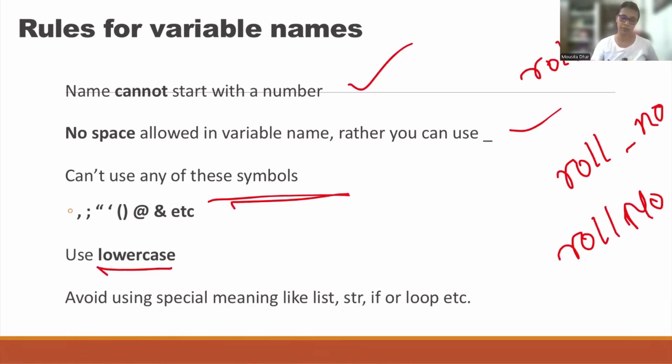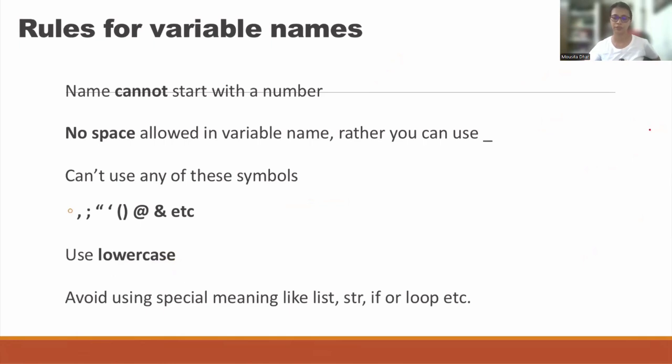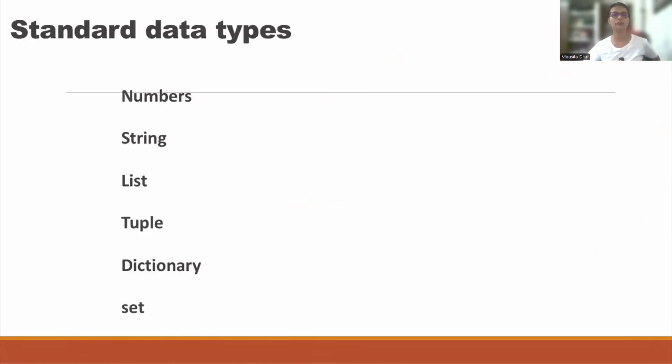Variable names should be in lowercase. This is also very important. Avoid using any special meaning names like list, str, loop. These are already reserved words, keywords in Python. So don't use those. No keyword should be used as a variable name. This is related to the variable.